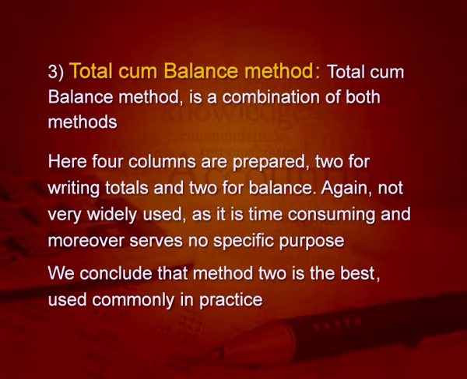Coming to method number 3, which is the total cum balance method. It is a combination of both the methods. Here we prepare 4 columns: 2 columns for totals and 2 for balance. Again, it is not very widely used, as it is very time consuming and moreover it serves no specific purpose. So, what we conclude is that method number 2 is the best, used commonly and in practice.